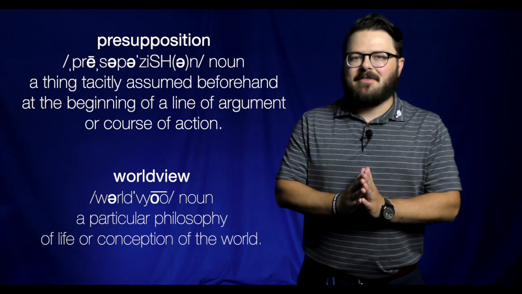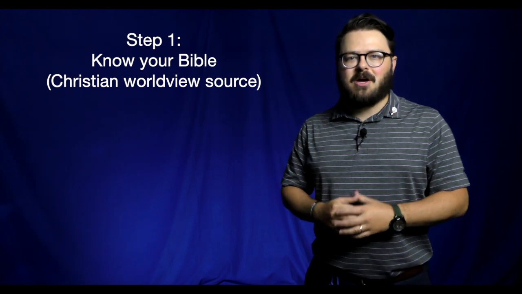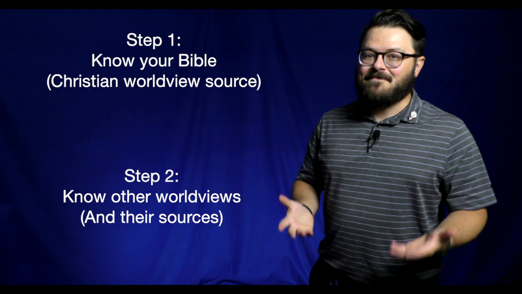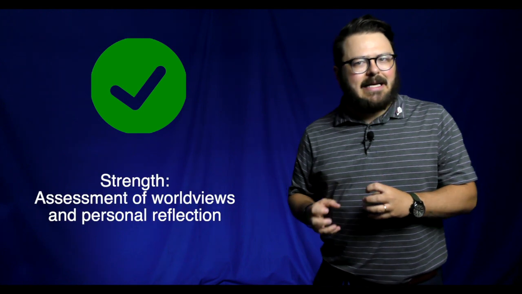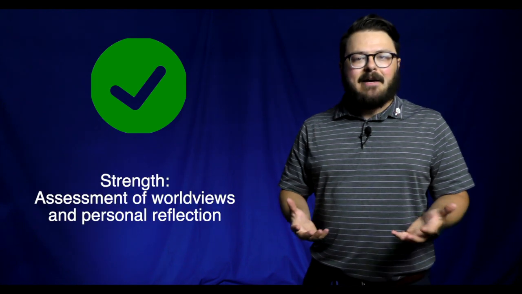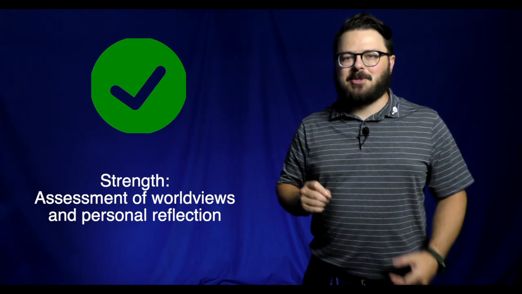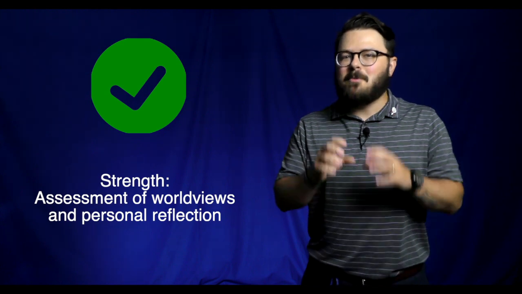At the heart of this method are 2 steps. First, to know the Bible, since it's the primary source of the Christian's worldview. And second, to know the other worldviews and how they fail when asked the same questions as Christianity. This method's strength is found by deconstructing an individual's assumptions about life, meaning, truth, humanity, and so on. But it also is prepared to provide more satisfying answers in place of the other worldviews' poor answers.